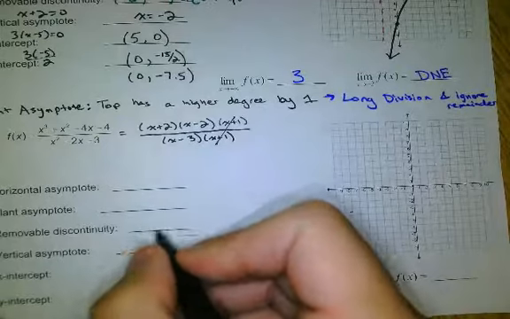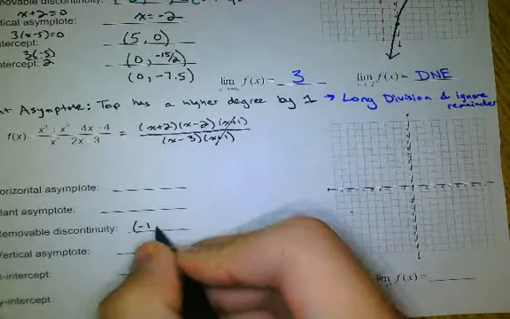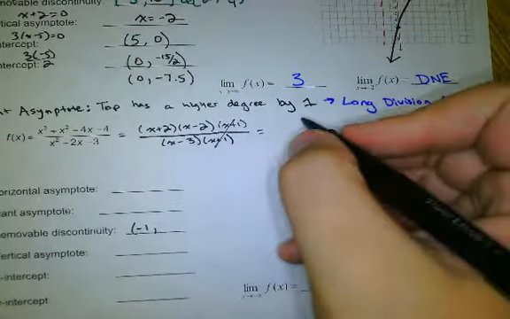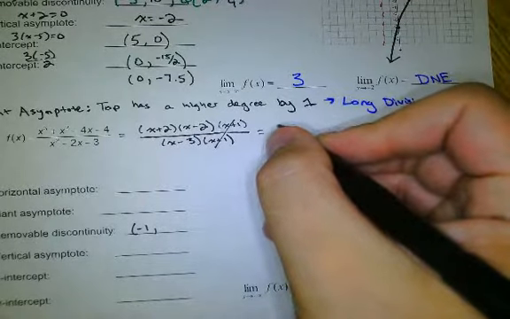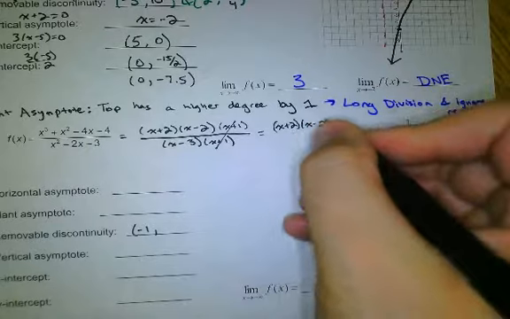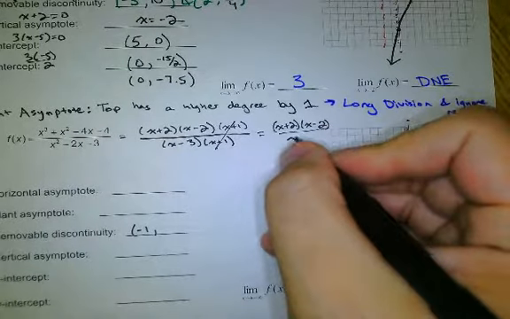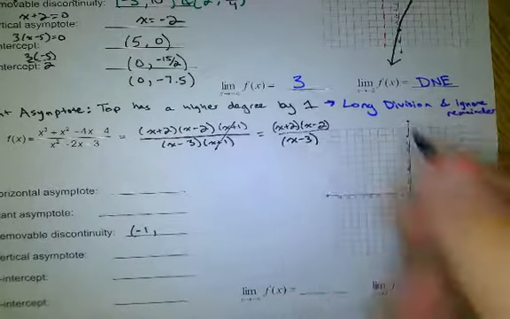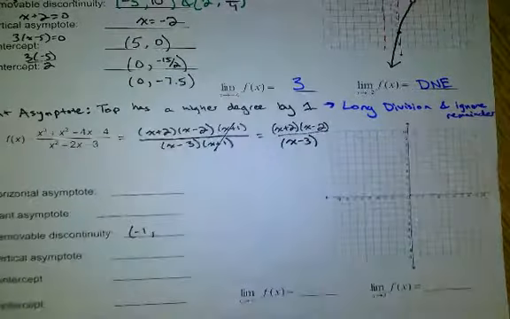Bam! So I'm going to have a hole at -1, comma, well, this is my new function now, which is x plus 2, x minus 2, all over x minus 3. So plug in the -1, what do you get? You're going to get 1 times -3 all over -4. So 3/4.